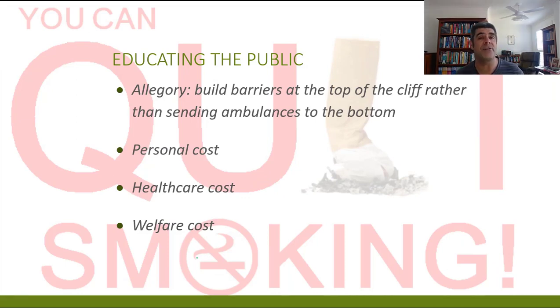There's a really nice allegory that I think you can use to build around the whole purpose of public health education campaigns. And that is building barriers at the top of the cliff rather than sending the ambulances to the bottom. So what we want to try and do is see if there are ways where we can actually prevent people and or vehicles from going off the top of the cliff and then having to deal with the mess that's created as a result of that.